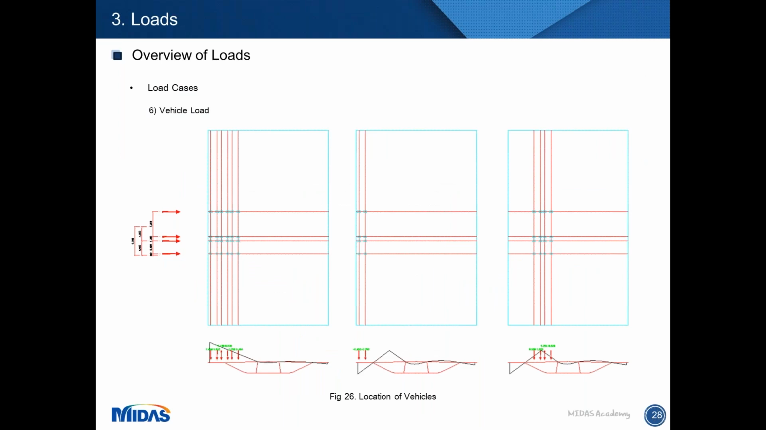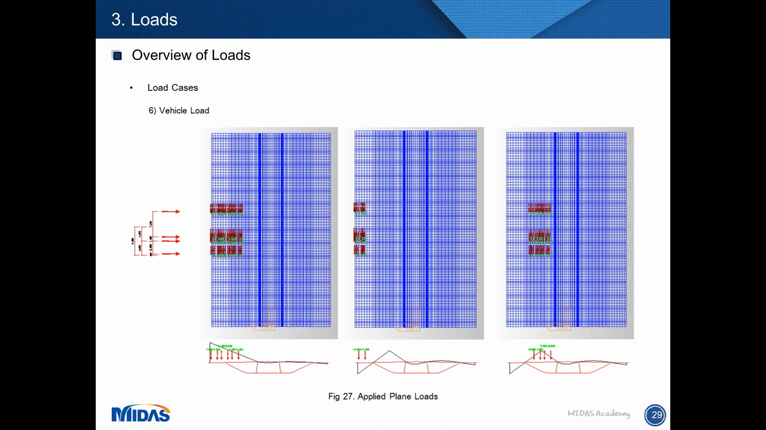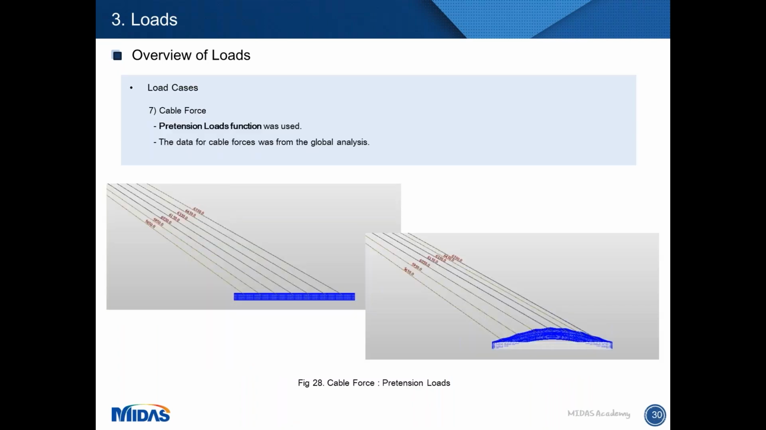And then I combined the location of the vehicle in the longitudinal and the transverse direction. These figures are showing the location for each case. This is the model view which has the vehicle load as plane load in MIDAS Civil. This is the cable force. I used the pretension load function for cable forces. I got the data of cable forces from the global analysis model.